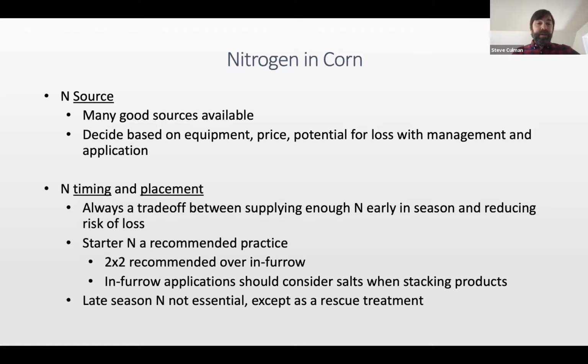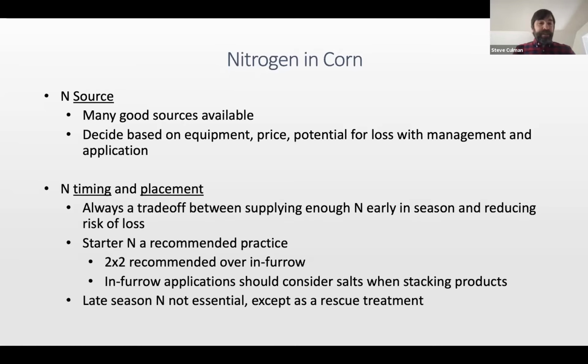So we did some work with late season nitrogen, and work from Ohio and work from Indiana points to the same thing, where it's not an essential practice. We believe that it's an effective practice as a rescue treatment. What I mean by that is, if we have conditions of a very wet spring where we have a lot of loss potential, either through leaching or denitrification, then coming in later, say after V8 or V10, and doing some kind of high-boy Y-drop application can be effective as a rescue treatment. So we can see yield advantages when doing that.